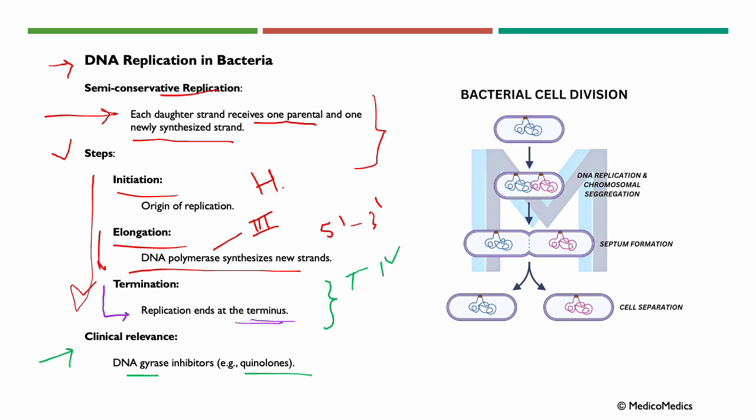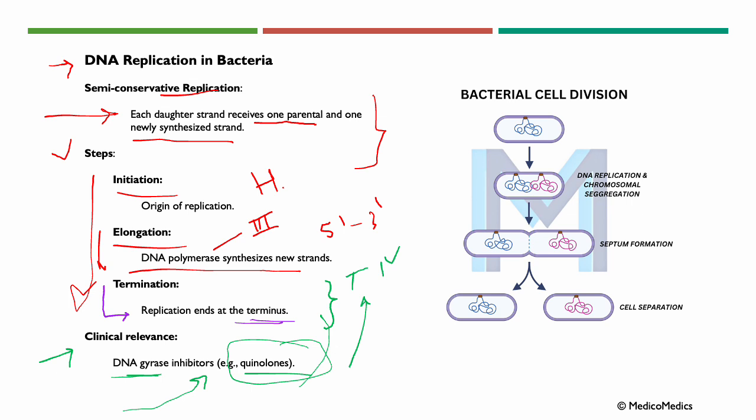However, the clinical relevance here is that medicines like ciprofloxacin target this DNA gyrase, the topoisomerase, and inhibit it. And this leads to the prevention of supercoiling and therefore bacterial death. So understanding bacterial replication is critical in antibiotic resistance mechanisms and in the development of new antimicrobial therapies.